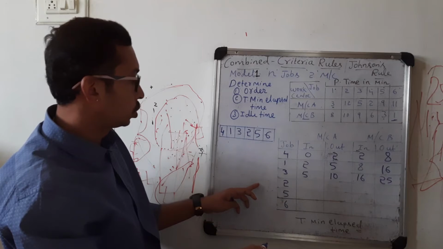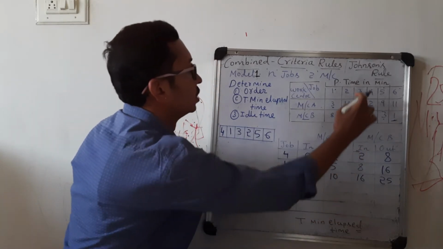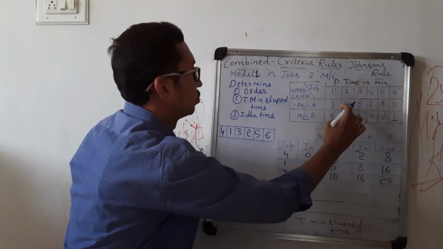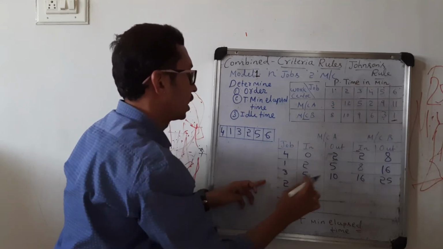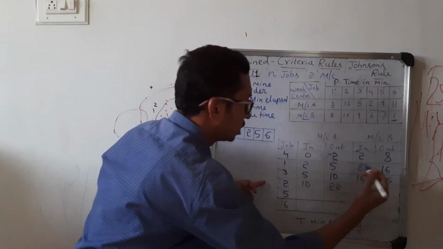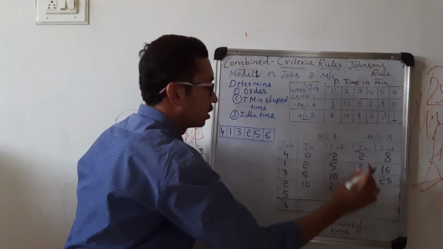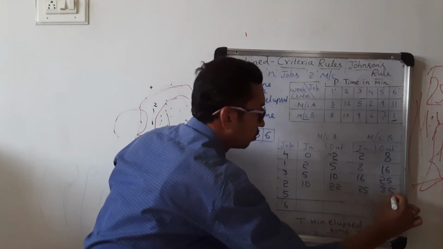In the same way, job 2. The in time for job 2 will be 10. So the machining time will be 12. So 10 plus 12, it will be 22. So the in time for the machine will be 25. So that will be 10. So this is equal to 35.